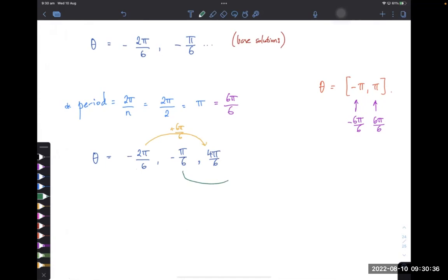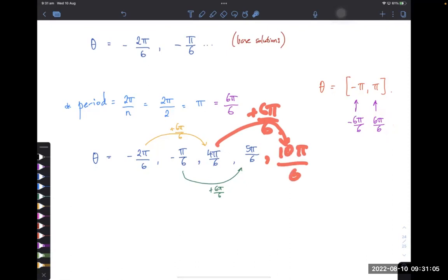Do we need to go one more solution forward? Check it anyway. Negative pi on 6 plus 6 pi on 6 is? So is that still within the domain? Should we go one more forward? What's the next one forward though? That's 10 pi on 6. That goes over this. Now, what happens if we go one backwards?